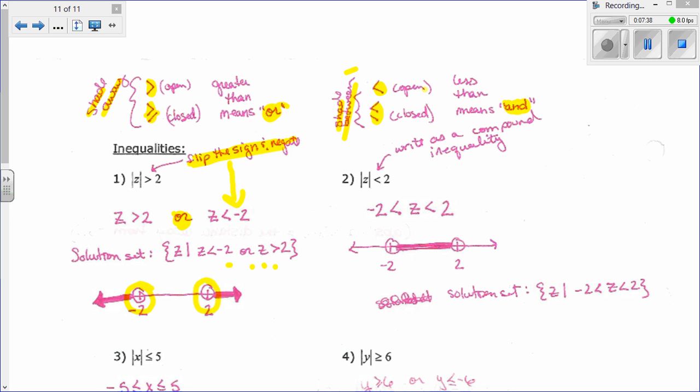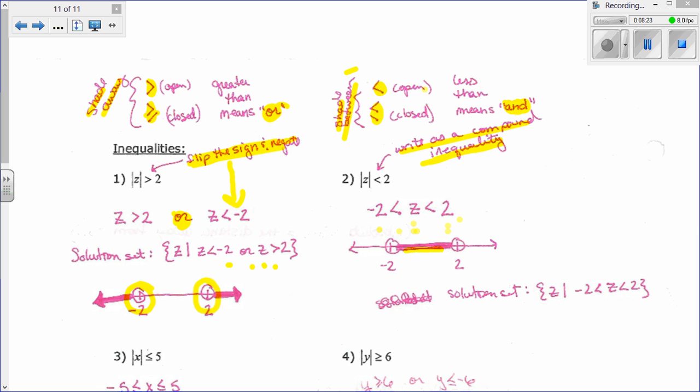For number 2, the absolute value of z is less than 2. We write this as what we call a compound inequality. A compound inequality has two inequality signs in one sentence. I'm going to negate my negative 2, just like I did over number 1. I'd say negative 2 less than z less than 2. What this is really saying is z is less than 2 and z is greater than negative 2, which means it's in between both negative 2 and 2.